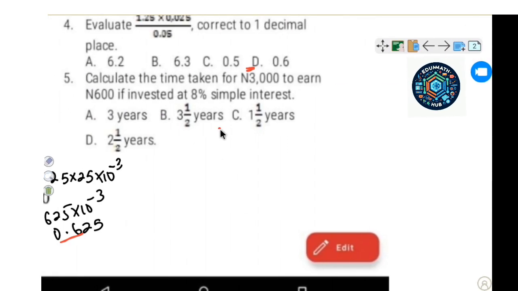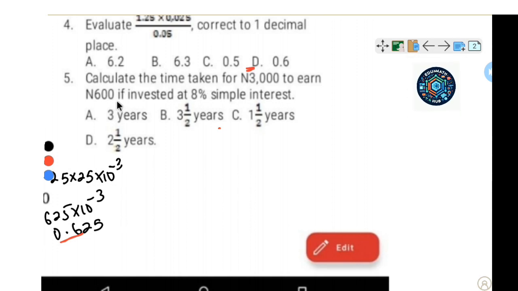Then the next one is, so move to the fifth question. For the fifth question, you have to find the time taken for 3,000 naira to earn 600 naira if invested at 8% simple interest. So you just check it out. You see that 600 naira is the interest, while the amount that was earned or borrowed is 3,000 naira. So 8% is the rate. So put that in the formula for simple interest.